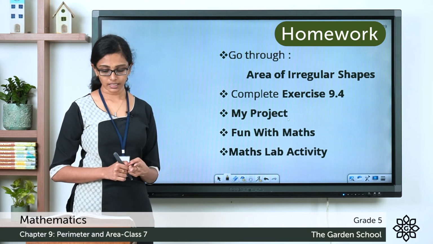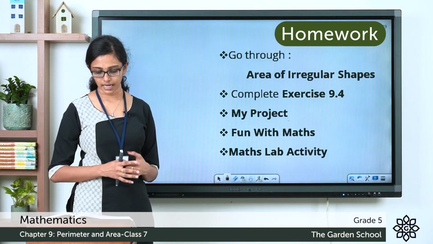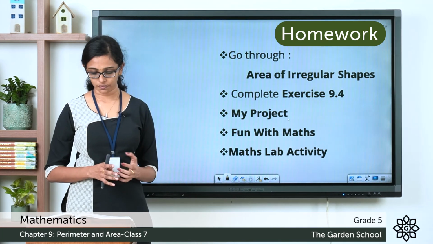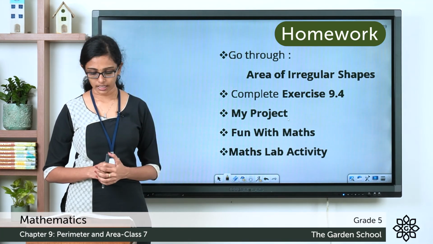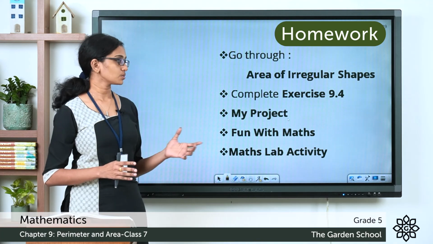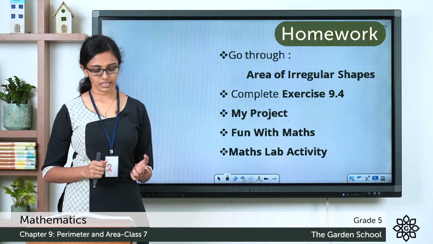One is fun with maths, which is a fun crossword activity, and then the next one is a maths lab activity, which is an activity to find the area and perimeter of rectangles, squares and triangles. So it will be fun to go through it. So please go through it and do accordingly. So once you're done with these activities, you can take a picture and send us to Teams.